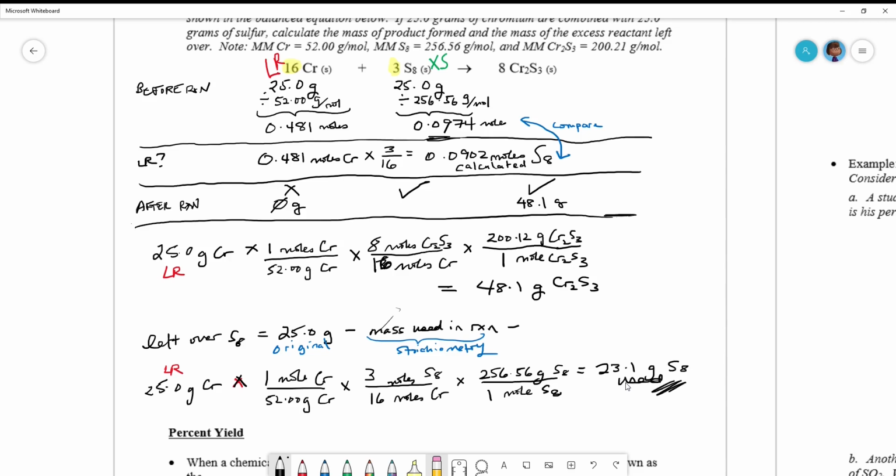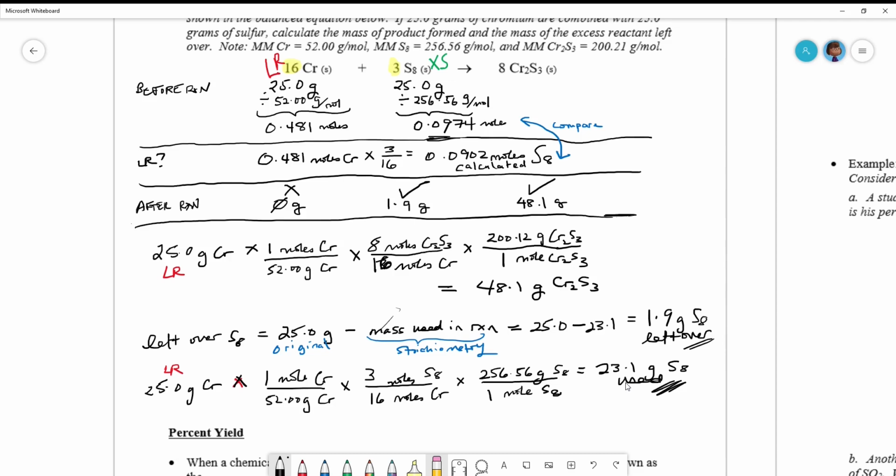And so to get the amount that's left over, I'll go back here. It's 25, that's the original quantity, minus the amount that gets used, 23.1 grams, or 1.9 grams of S8 are left over. I'm going to write that back in my table, 1.9 grams of sulfur left over.